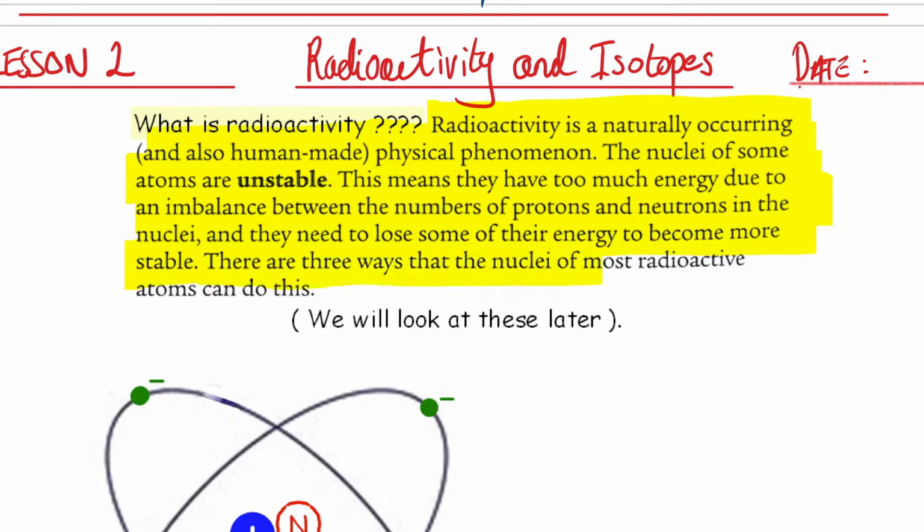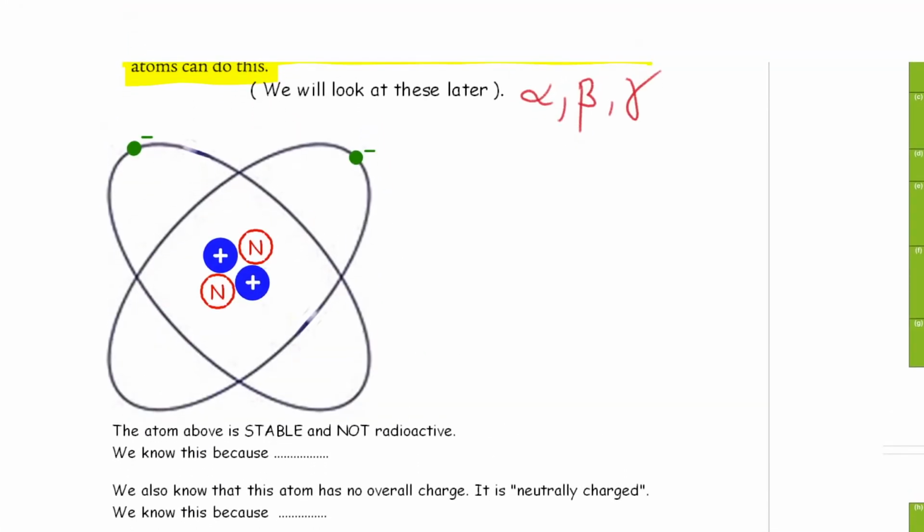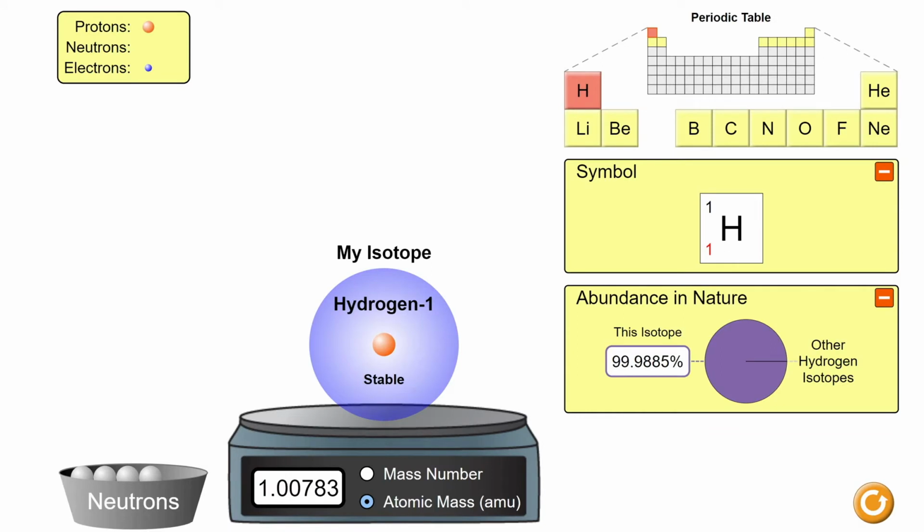There are three ways that the nuclei of most radioactive atoms can do this. And I mentioned earlier, it can happen in terms of emitting an alpha particle, a beta particle, or a gamma ray. Before we look at this information below, we're going to now use a piece of software to learn a little more. Quick recap on atomic structure: protons, neutrons, electrons and isotopes.